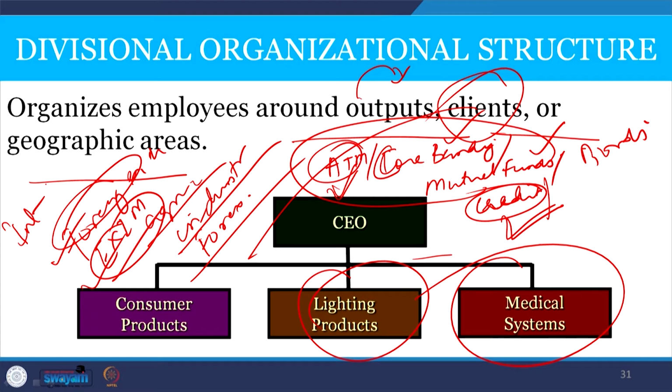Geographic areas, based on the geographical areas of operation. Certain organizations also have their divisions based on the geographic areas of operations, the classic example being Indian Railways having its western zone, northern zone, northeastern zone, then eastern zone or say central zone, west central, south central. All these divisions are based on the geographical locations.